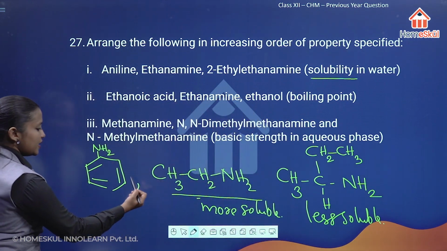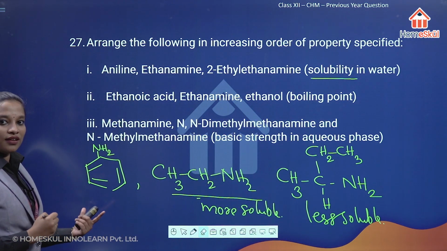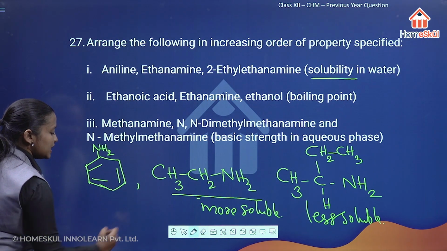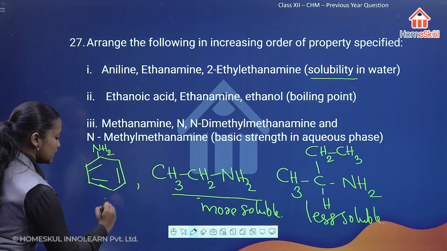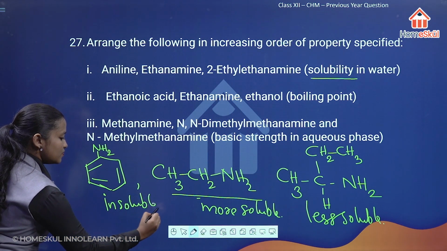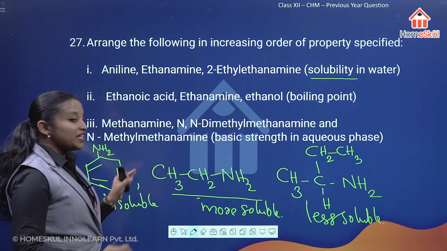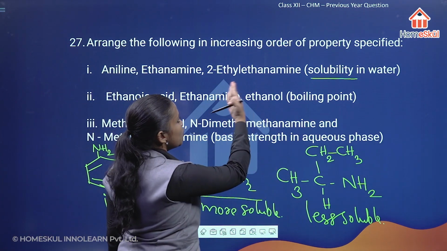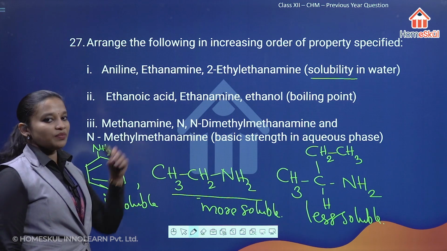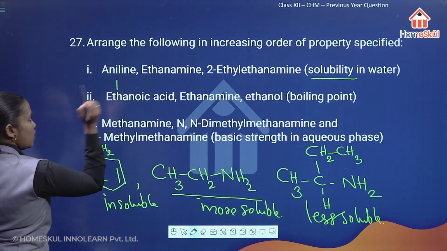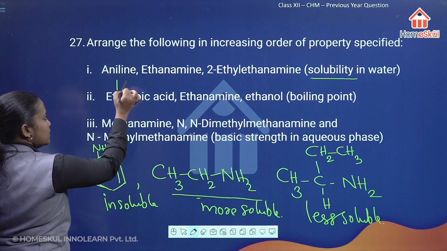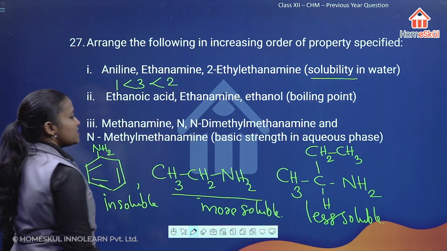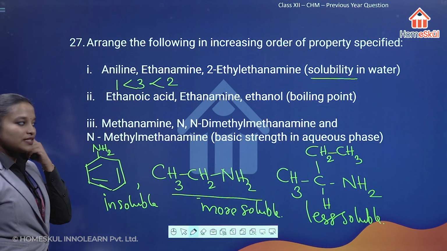And here we can see that a hydrophobic phenyl ring is present. That is why it is insoluble. So, based on the solubility, we can arrange in increasing order. How? First one will be aniline, then 2-ethyl ethanamine, and finally ethanamine. That is the order, 1 and then 3, finally 2. This is the increasing order of solubility of these species.